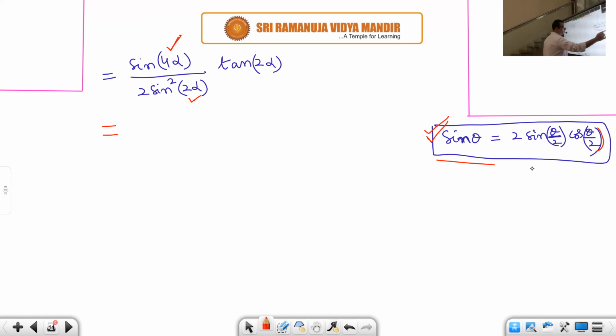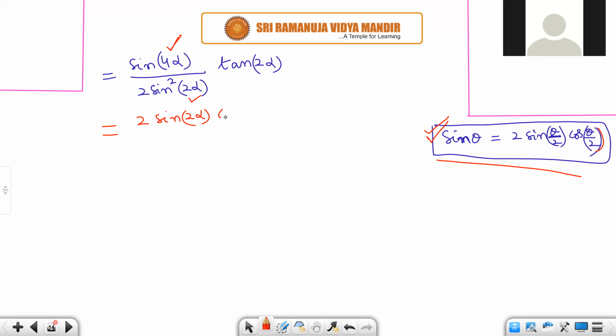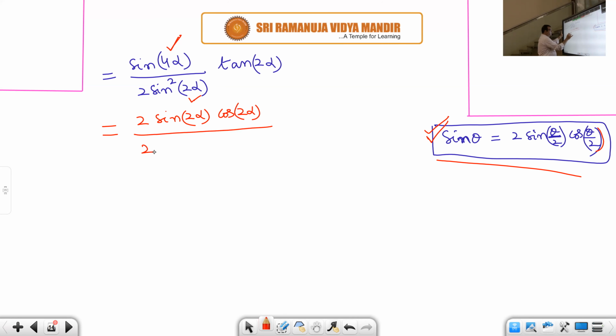What? Tell me. I have written this formula on the right hand side. Sin 4 alpha is equal to 2 sin alpha, wrong. 2 sin 2 alpha into cos 2 alpha. Right. That's all. Remaining no change. 2 sin square 2 alpha, you can write as sin 2 alpha into sin 2 alpha, 2 times you write, so that one factor we can cancel out later. Okay.